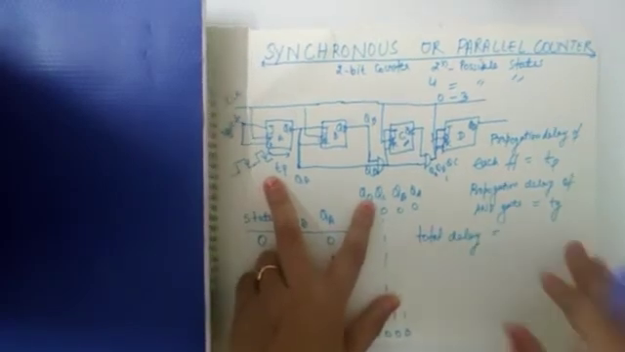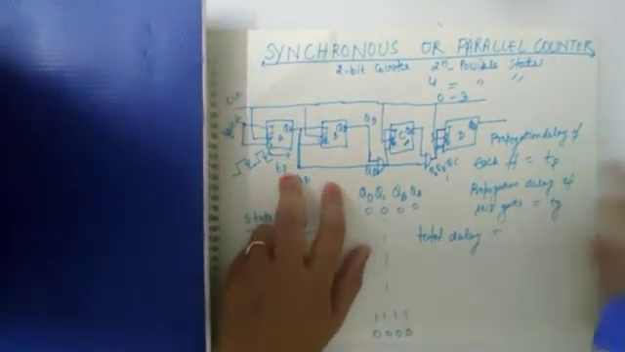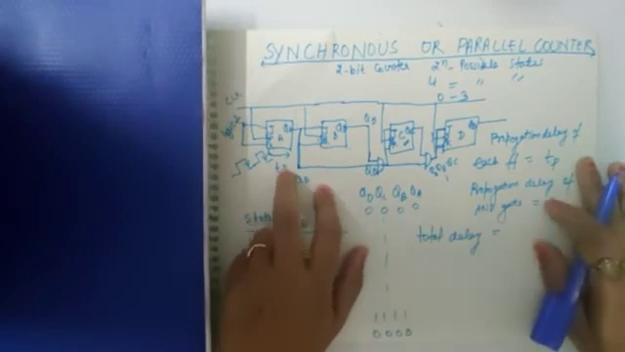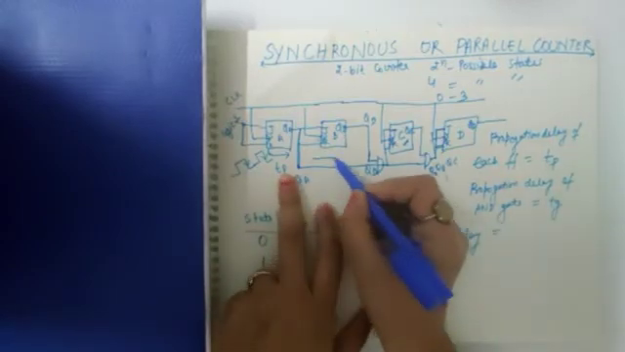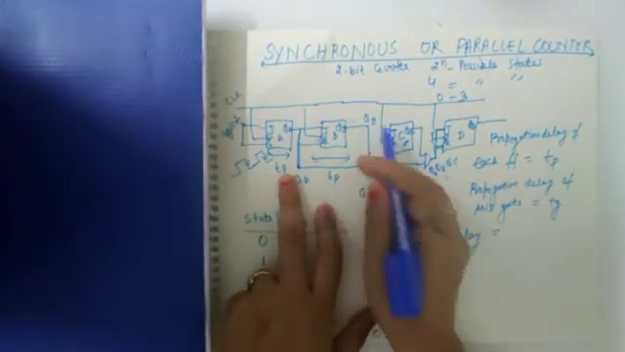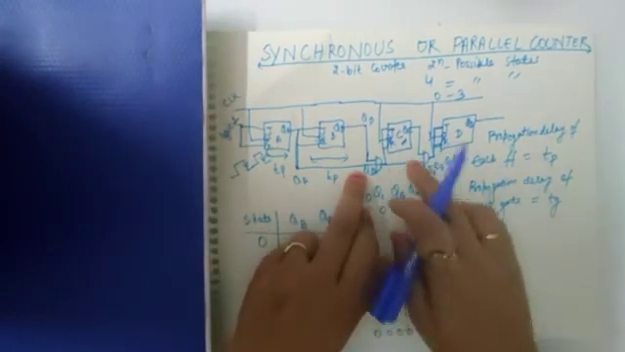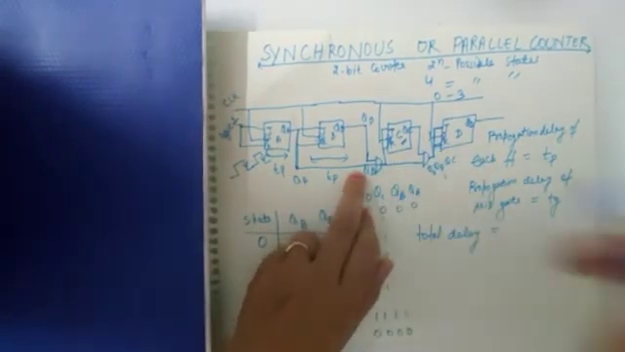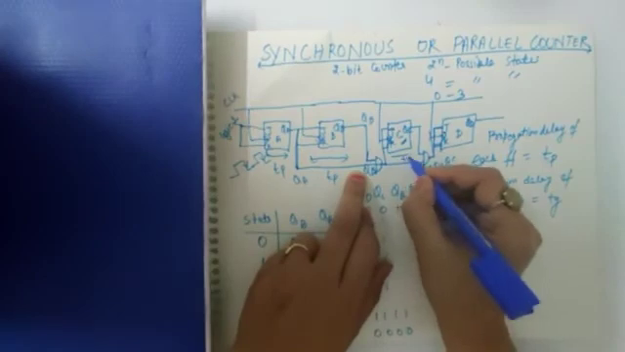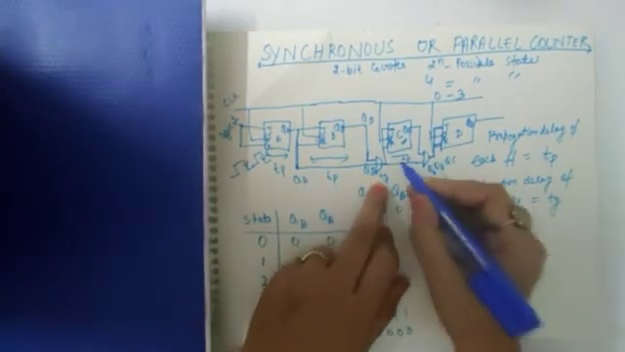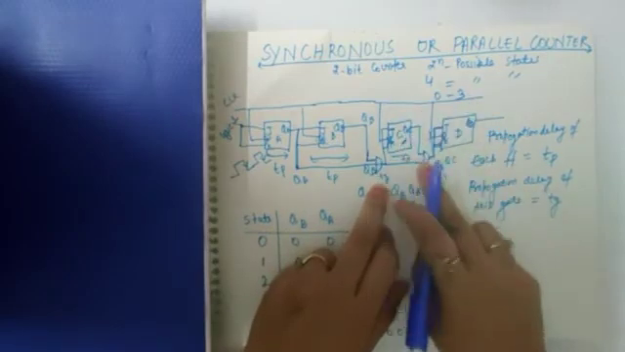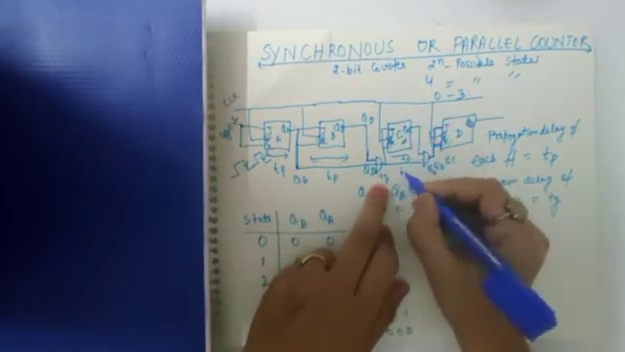Total delay. For example, let's say this flip-flop has the propagation delay of TP. There is no AND gate in that. This also has the propagation delay of TP. There is no AND gate in that. But now when we reach the third flip-flop, what will happen? It has the propagation delay TP plus this TG, the propagation delay of the AND gate. So total propagation delay after reaching the third flip-flop is TP plus TG.